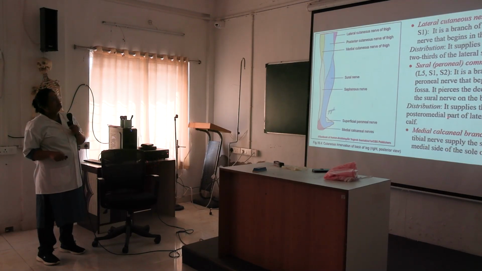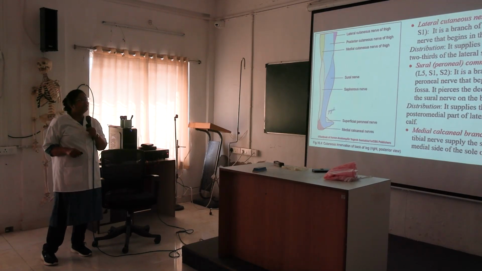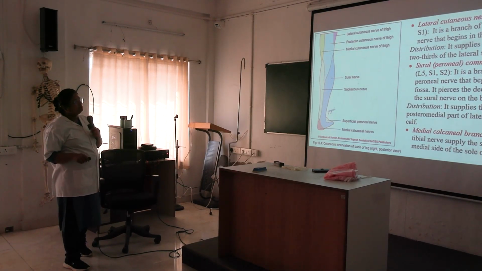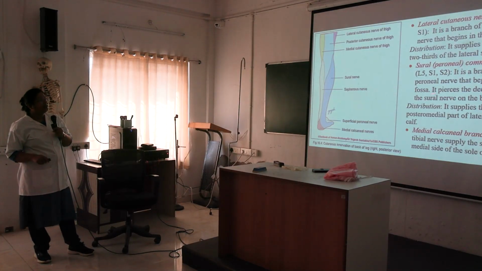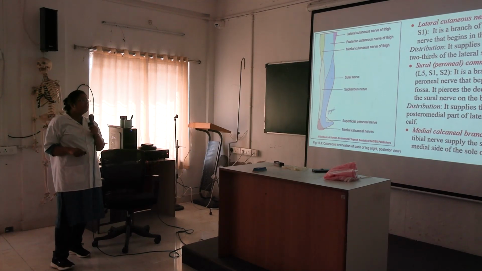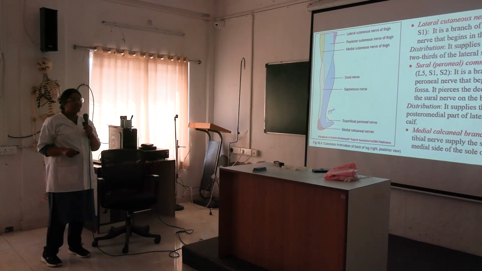Next is sural communicating nerve or peroneal communicating nerve. L5 S1 S2, it is a branch of common peroneal nerve, begins in the popliteal fossa, pierces the deep fascia, joins the sural nerve on the back of the calf, and distribution supplies the skin of the posteromedial part of lateral aspect of the calf.